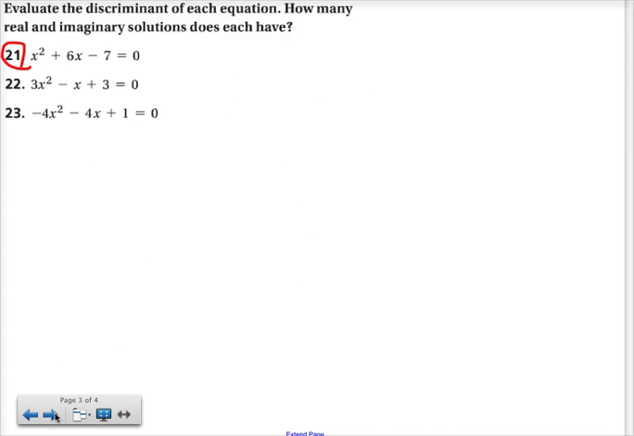On the next page, it says evaluate the discriminant of each equation and how many real and imaginary solutions does each have. In 21, if we're going to use the discriminant, we have to first make sure that it's set equal to 0, and our quadratic is set equal to 0. Remember, it's ax squared plus bx plus c, so a is 1, b is 6, and c is negative 7.